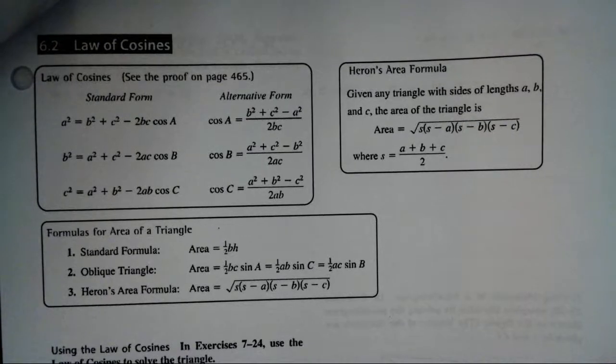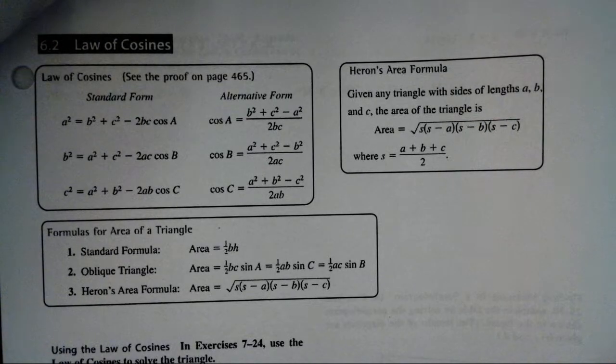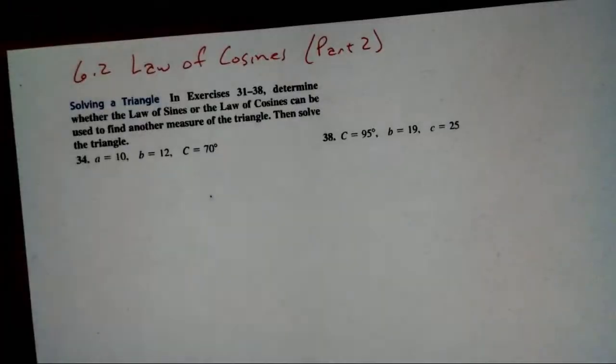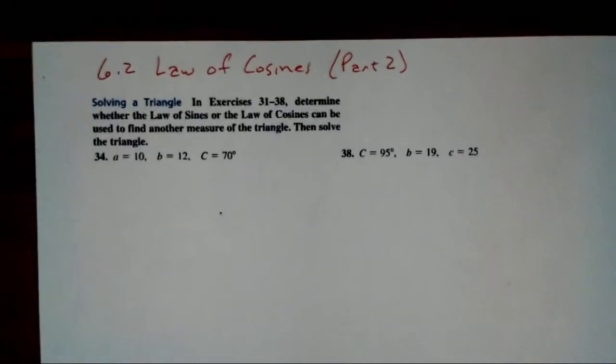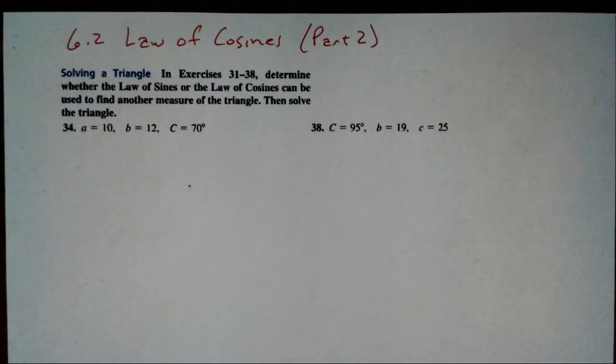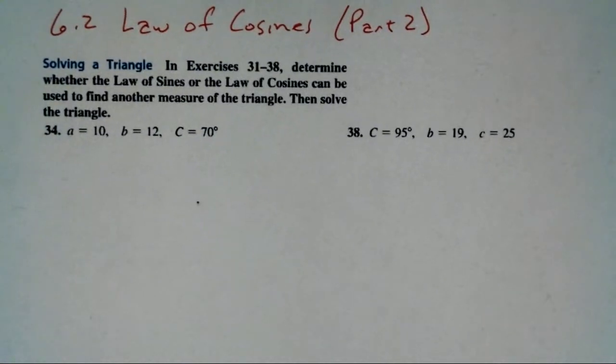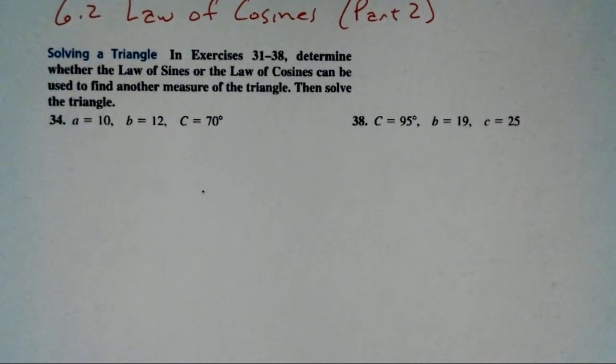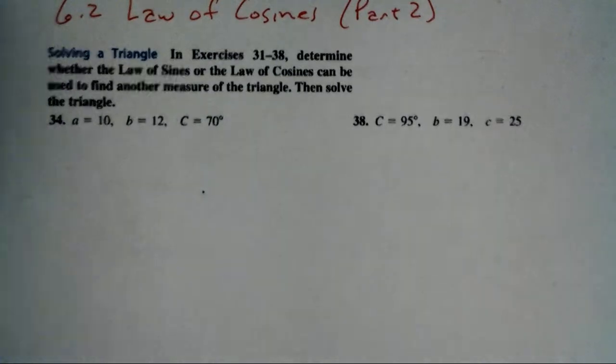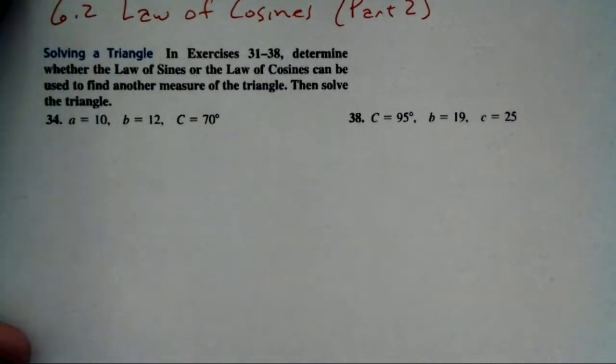We actually haven't really talked much about Heron's formula in Part 1, but we will be getting into that when we get down to problem number 40 in just a moment here. So this is the spot after Law of Sines and Cosines where they just throw triangles at you and you have to determine whether it should be Law of Sines or Law of Cosines. So let's take a look here.